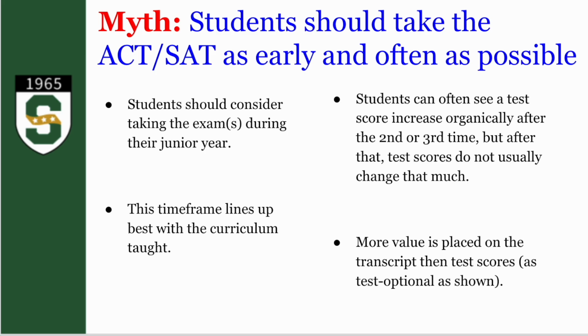Some schools do something we call super score, right? Where they take the higher sub scores and put them together to give you a new composite. Other schools like University of Illinois will not super score, but they will tell you they will look at the sub scores independently, which sounds a lot like super scoring to me, but similar. But again, we always want to remind you that more value is placed on the transcripts than the test scores.